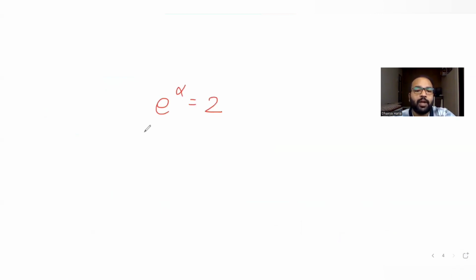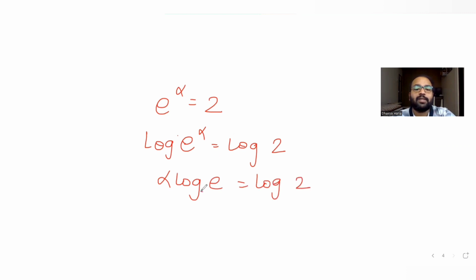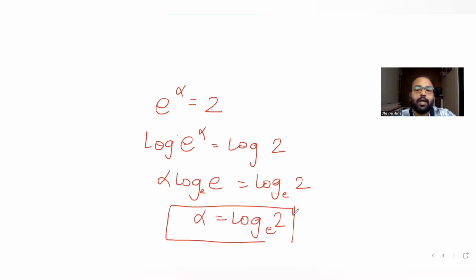If I take log on both sides, it becomes the log of e raised to alpha, and this becomes log 2. So alpha log e equals to log 2. Now since the base here is e for both of them, log e to the base e is 1. So alpha becomes log 2 to the base e. And this is the value of alpha which we get. If you see the option which matches in that question, that is A. So the correct answer for this question is A.